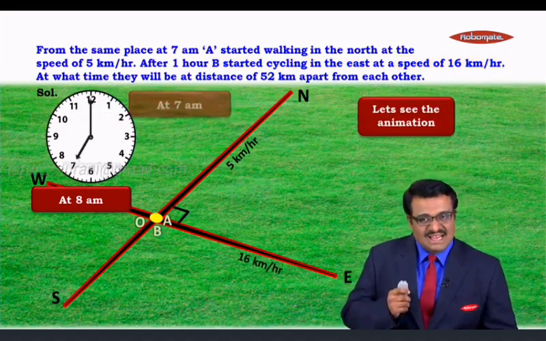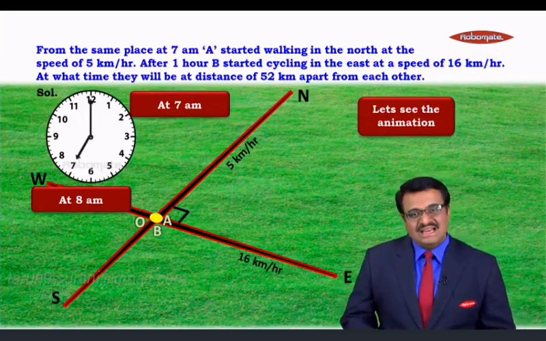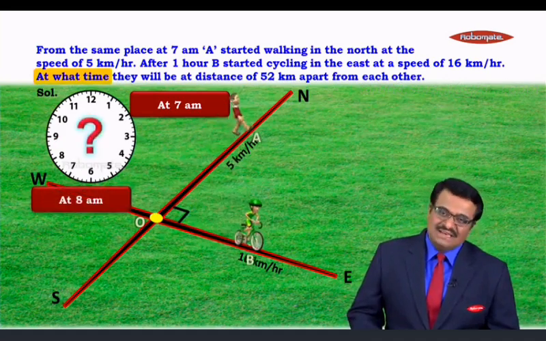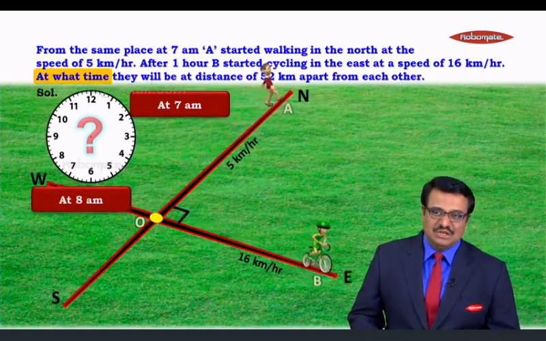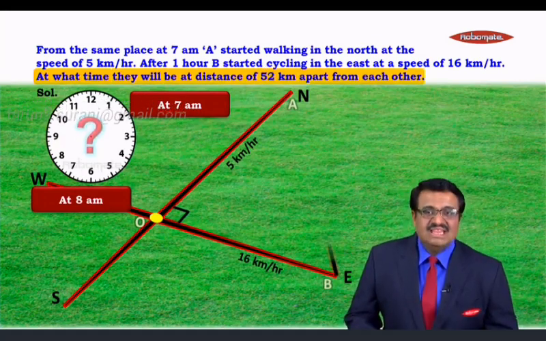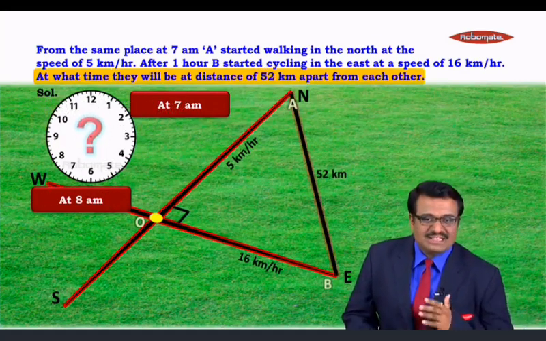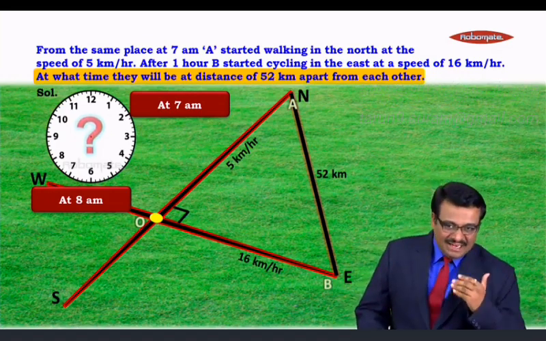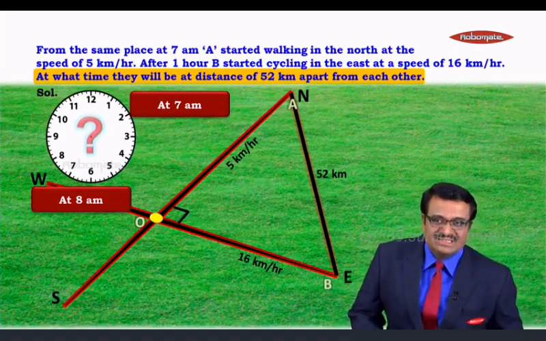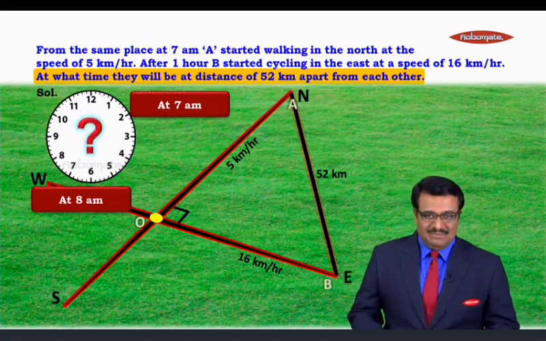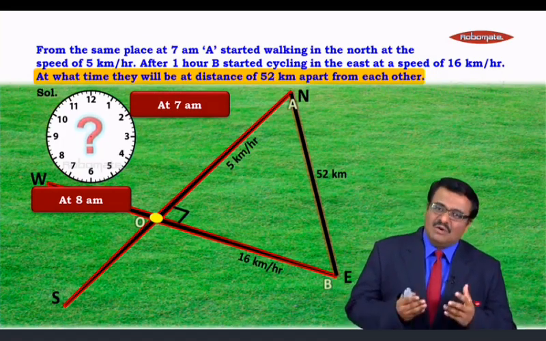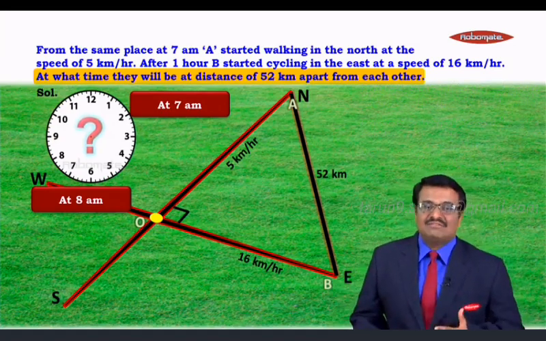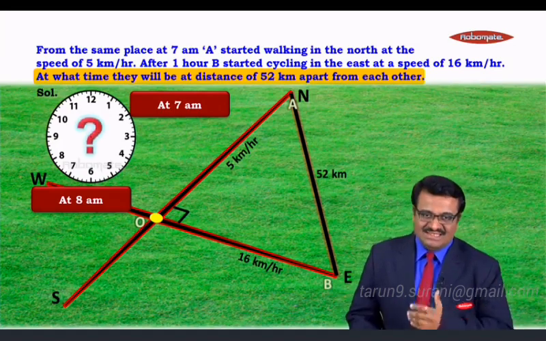Now, let us see an animation of this, right? At 7 a.m., A started walking in the north and at 8 a.m., B started cycling in the east. Now, the question asked to you: at what time will they be at a distance of 52 kilometers apart from each other? At what time is the distance between A and B 52 kilometers? At 11 o'clock, 12 o'clock, 1 o'clock, 2 o'clock? At what time is the question asked.